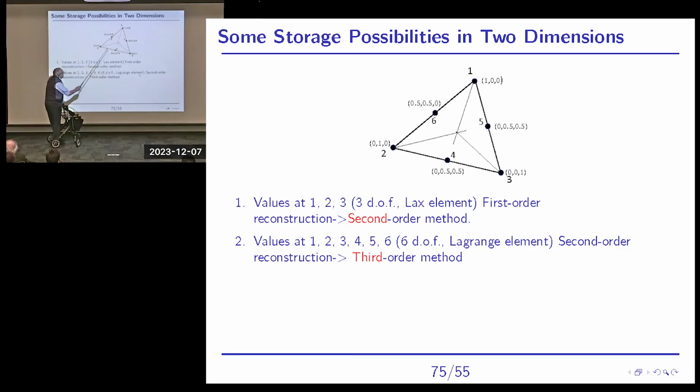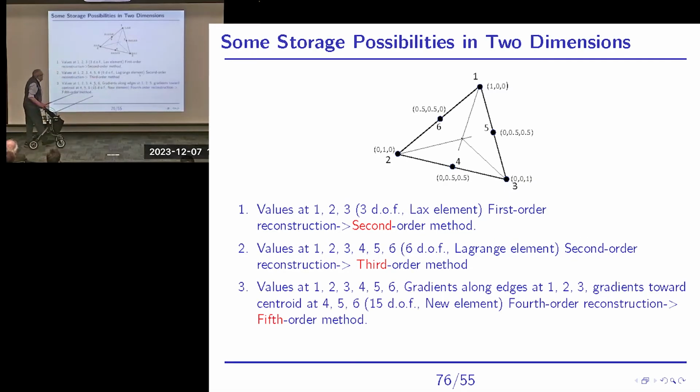If I put values at the midpoints of the edges as well, I get a Lagrange element with 6 degrees of freedom. It gives you a second order reconstruction and a third order element. I can also add gradient information. So I add the gradients along the edges, the gradient from the midpoint toward the center. That gives me 15 degrees of freedom and a 4th order reconstruction, so a 5th order method. I'll be showing some results of that later on.